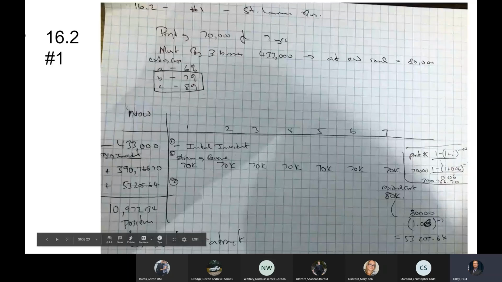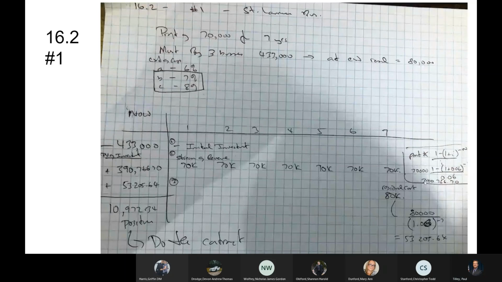Then we need to think about what is the present value of the stream of revenue. So it's 70 for 7 years. We put that in over here. I've got the formula kind of squeezed in there. So basically I did the present value formula of the stream of payments, $70,000 at 6%, which comes to 390,766. So that's how much money comes in from this part of the enterprise.